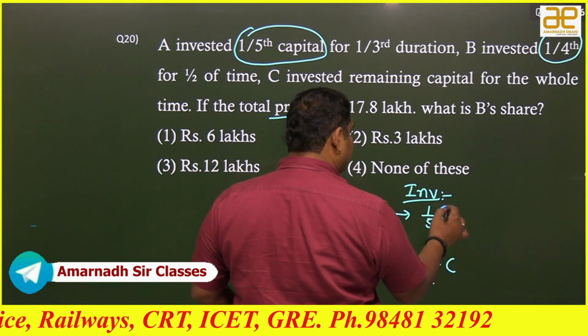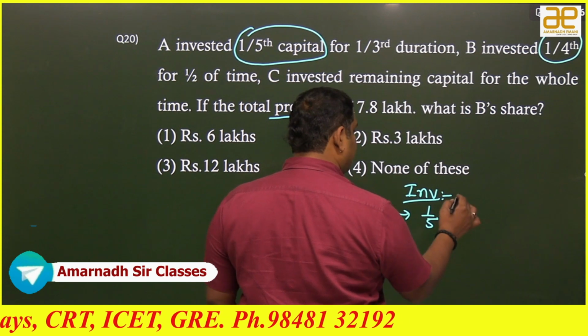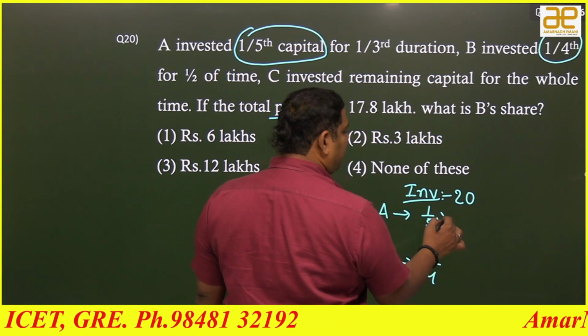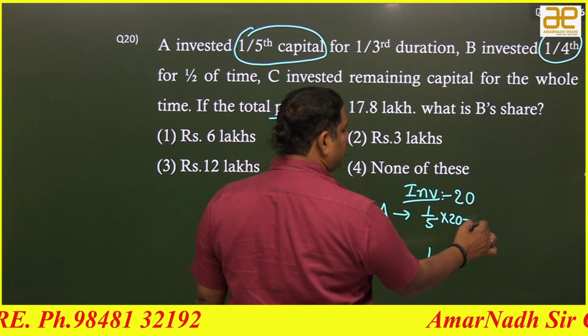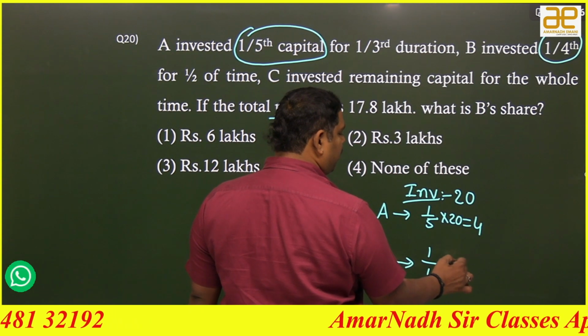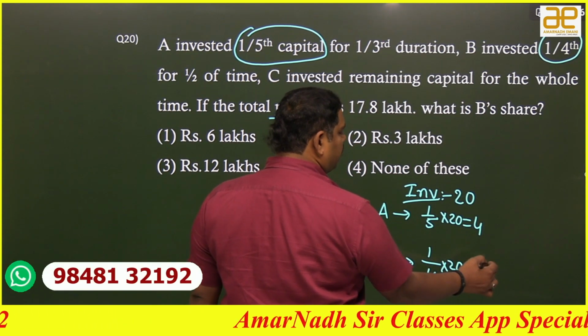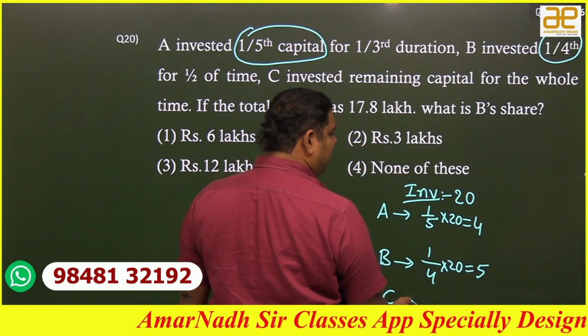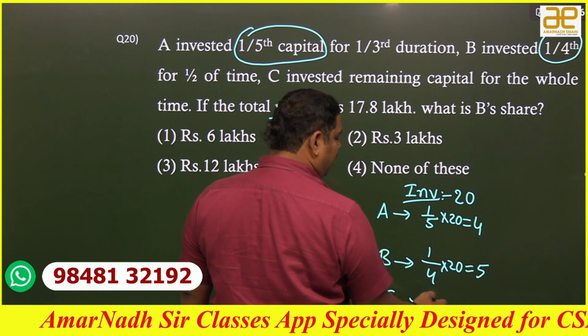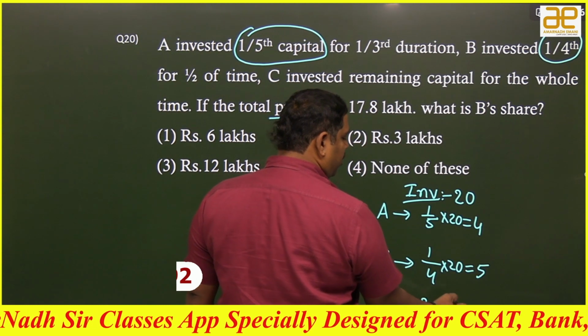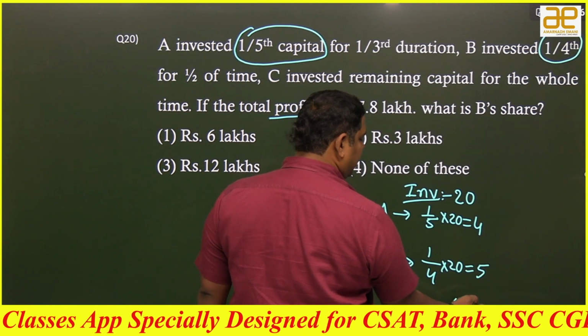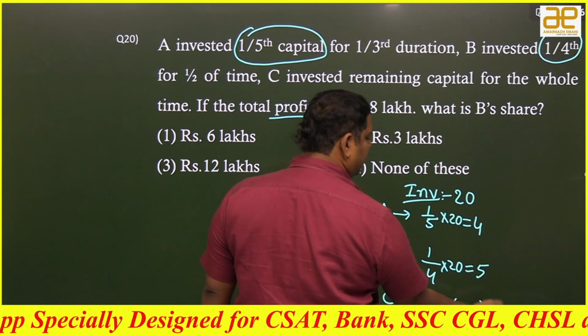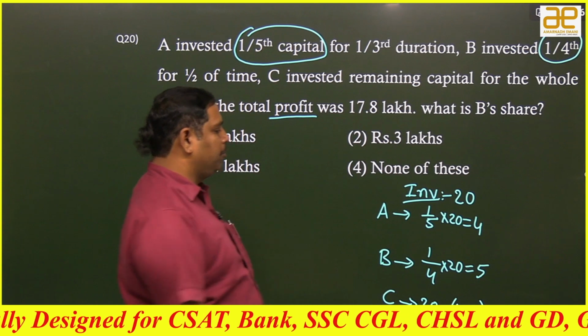The total amount I will take as 20 rupees. So if I take 20 rupees, 1 by 5 into 20 means 4 rupees is the investment of A. 1 by 4 into 20, that is 5 rupees, is the investment of B. And coming to C, the remaining amount: out of 20 I have to remove these two, 4 and 5. 4 plus 5 is 9, so 20 minus 9 is 11 rupees. So this is the investment's point of view.